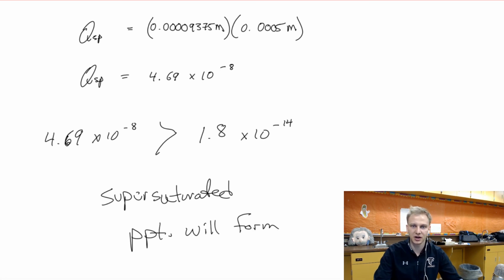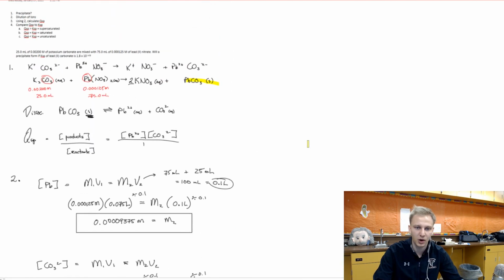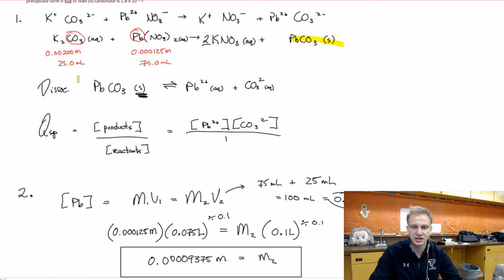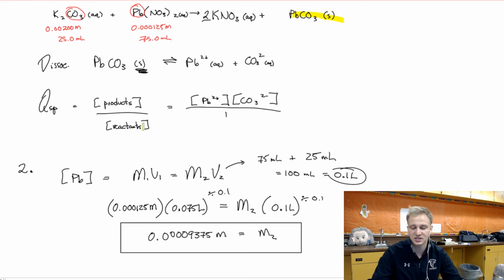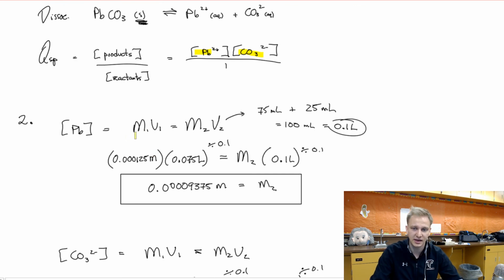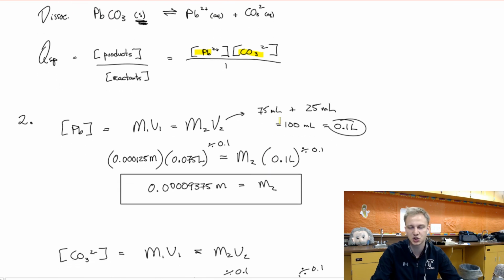So what we did throughout this question was, in step 1, we wrote a balanced chemical equation and plugged in the information that we knew from the question. We did a dissociation equation so that we could get a QSP expression, and then we realized that we needed the concentrations of both of those. So we did M1, V1, M2, V2, and plugged in the question's information for the M1 and V1. For V2, we added the two volumes together and got 100 mils. And we solved for M2.